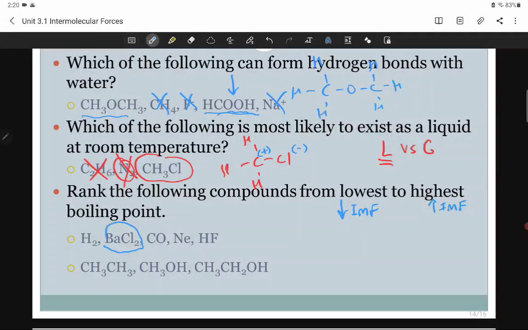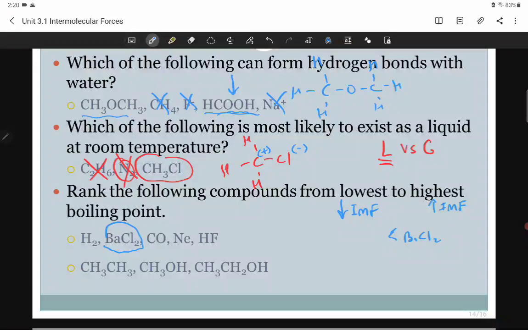Barium chloride is ionic, so it's going to have a tremendous boiling point. I don't know what it is, but you're not going to be able to melt it with the temperature of your oven. So we'll go like that. So barium chloride has the highest boiling point. Maybe we'll keep going in that direction.